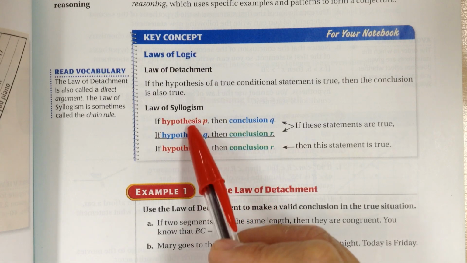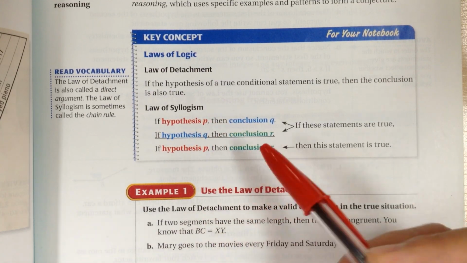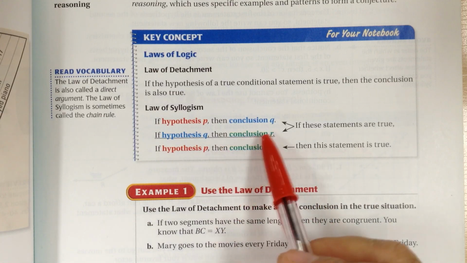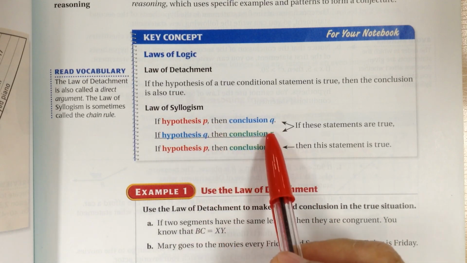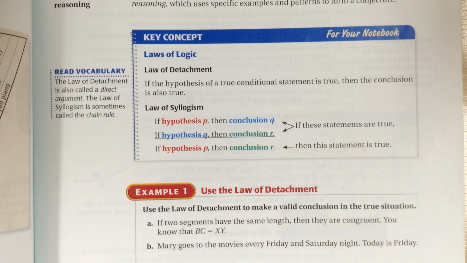And therefore you can do, it's almost like a substitution. Think of it like a substitution in algebra. If P equals Q and Q equals R, then P equals R. So think of it like a substitution in algebra.